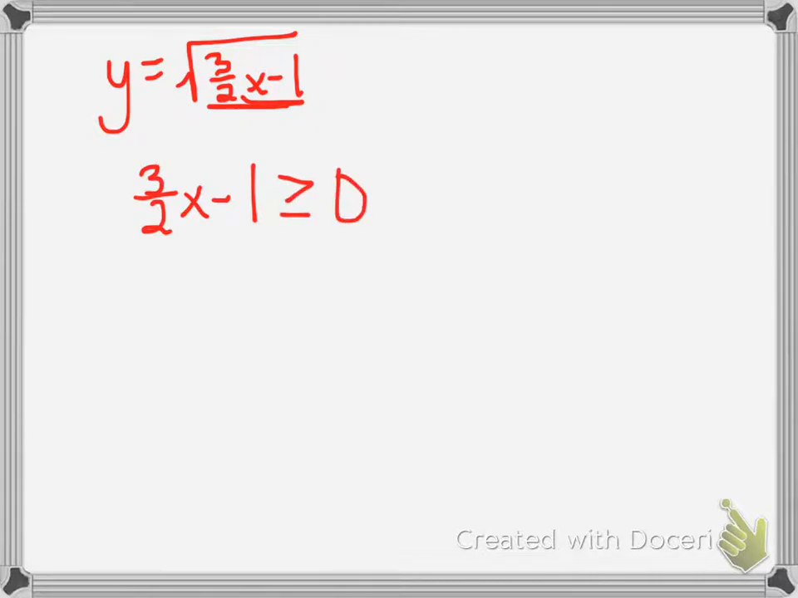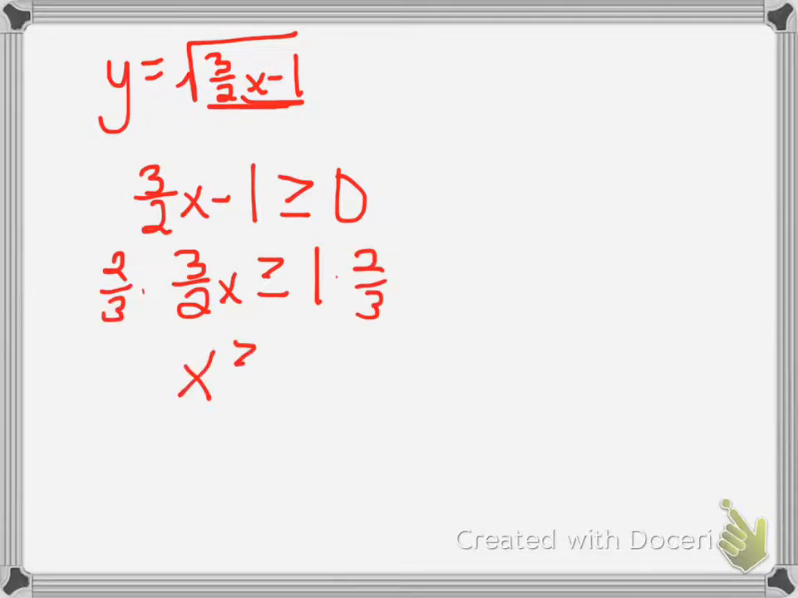So I'm going to start by solving. I have 3/2 x has to be greater than or equal to 1. To get rid of a fraction, I multiply by its reciprocal. So I know that x has to be greater than or equal to 2/3. So that's my domain right there. All of the values of x have to be greater than or equal to 2/3.